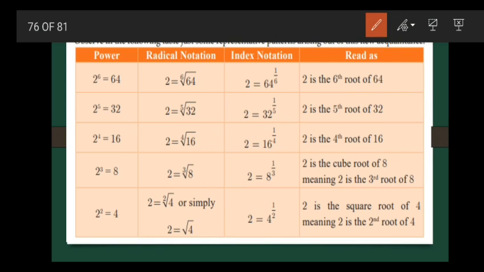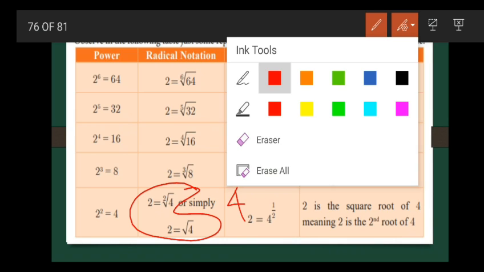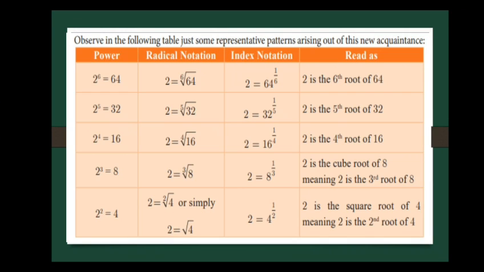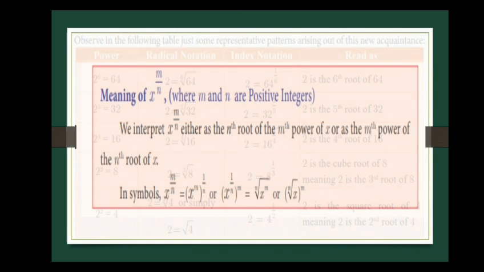Okay, so in radical notation this is a square root of 4, and in index notation we will write 4 to the power 1 by 2, which is read as 2 is the square root of 4. Okay, so using these three different types of notation, we will try to solve the example problems.